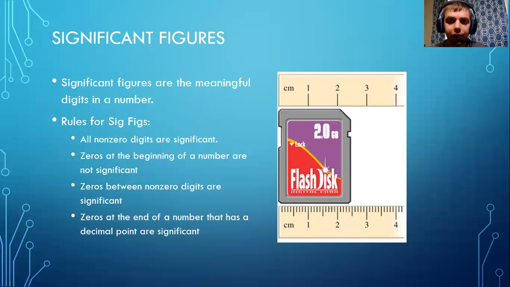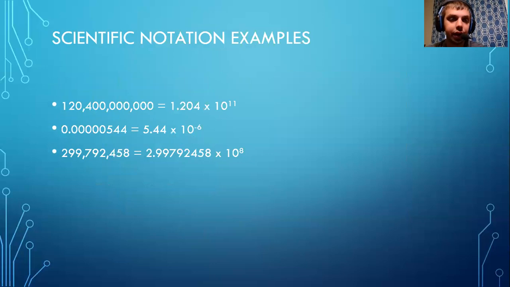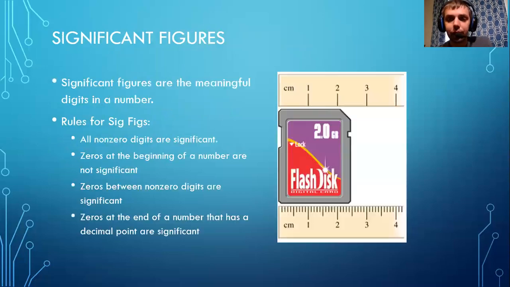So when using sig figs, there are some rules if you see a number on its own. The first one is all non-zero digits are significant. So if it's not a 0, it's significant. Zeros at the beginning of a number are not significant. An example of that would be if we go back here, this second one, all these zeros before, they're just used to tell you where it is in the number, like what decimal place it's at, but they're not significant for the value of the number itself.